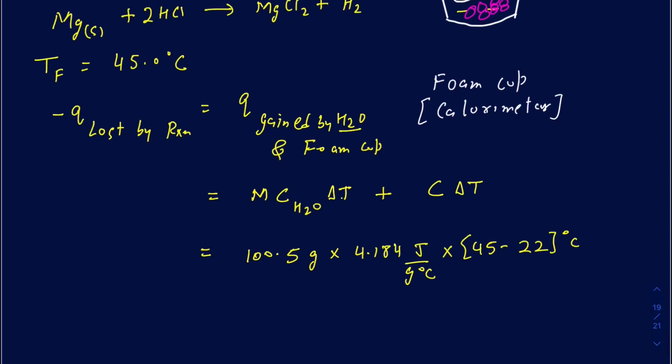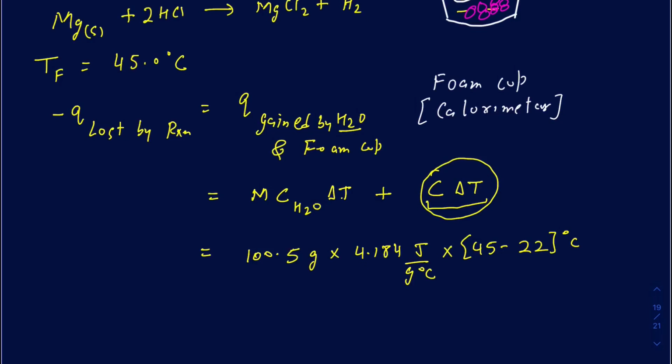Now, as far as your C delta T goes, the heat capacity for the calorimeter, a lot of the time it's going to be assumed to be 0. What that really means is the foam cup doesn't really absorb any heat. So it's a perfect insulator, so all the heat that's released by the reaction stays inside the reaction solution, or the water in this case. So for the most part, this C delta T is not even going to be taken into account. And in that case, you just ignore it.